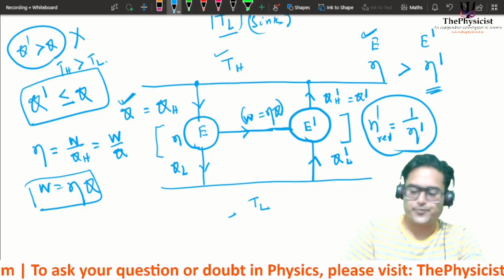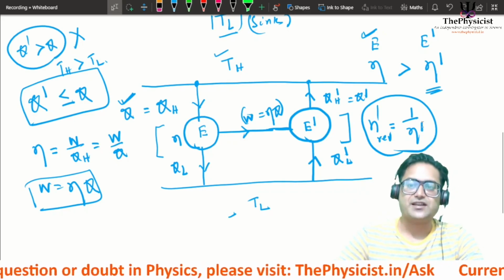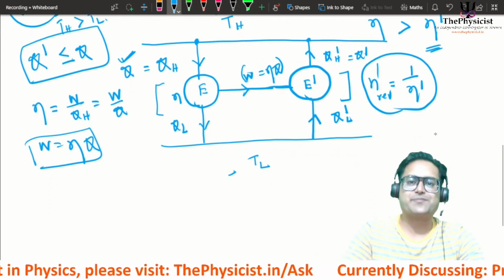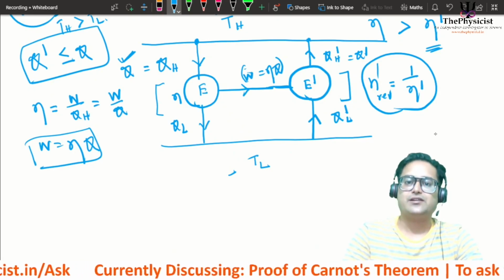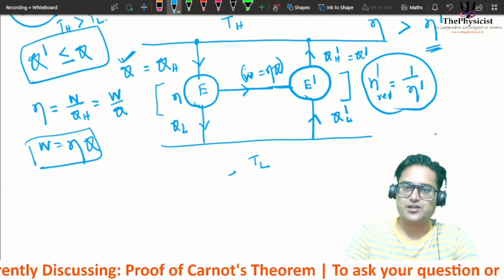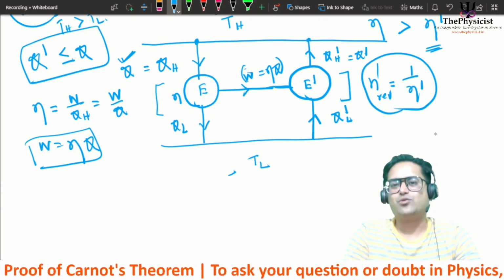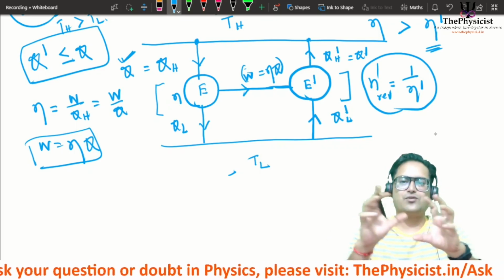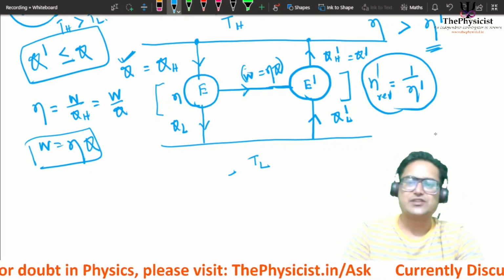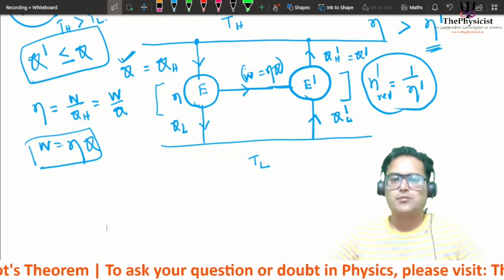Now let's see if that is the case. We have already expressed everything. The work is eta into Q, right? And the Q amount of heat is taken from the source. Now Q dash, how would we know? We have to compare Q and Q dash, so we have to bring somehow the same terms, right? So let's see.